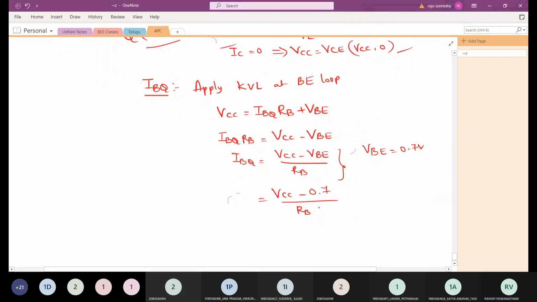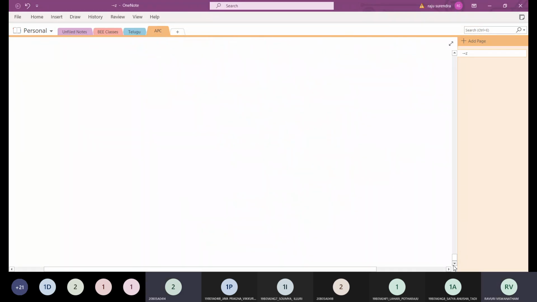Then beta is equal to, what is beta here? Output current by IB. Here we are discussing with respect to the Q point. That's why beta is equal to ICQ by IBQ. All of you got my point?